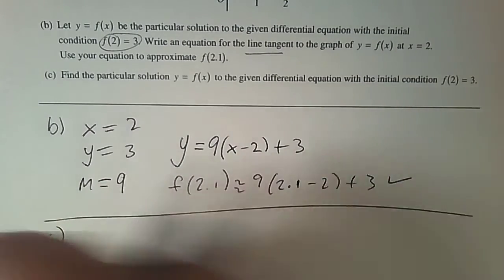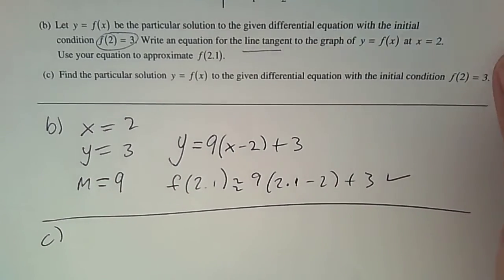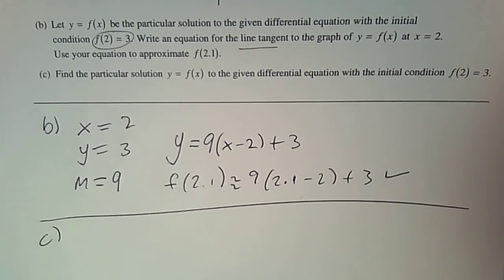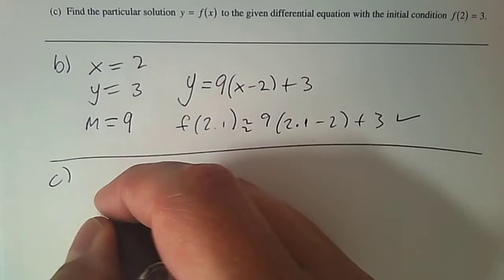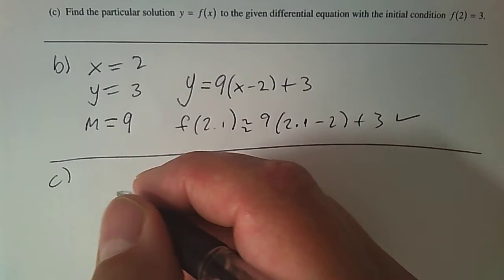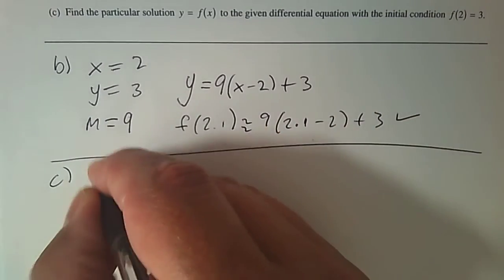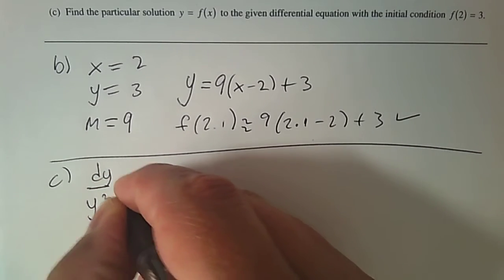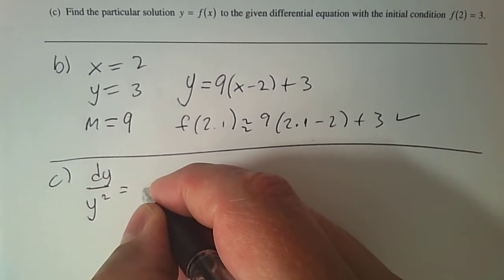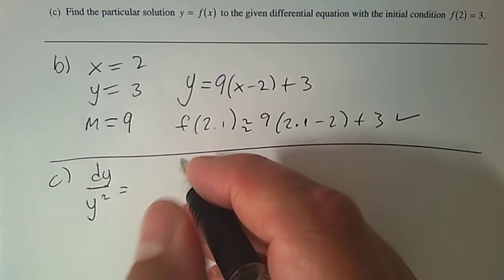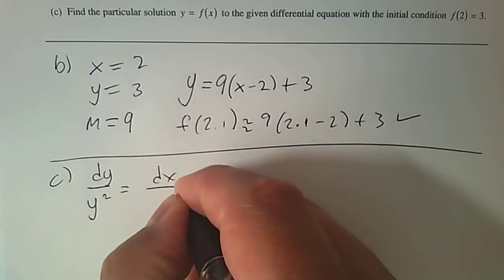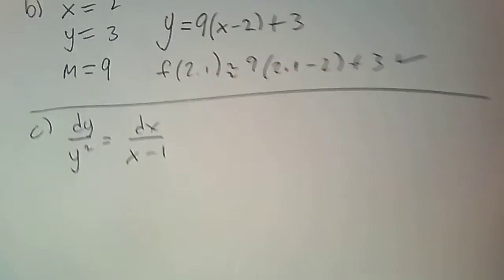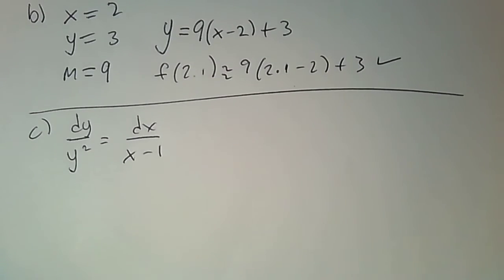C, last question. Can you find the particular solution to that differential equation with that initial condition? So can you separate the variables and do all the work you need to? So step 1 is, can you separate the variables? So to separate the variables, first I'm going to divide by y squared. And then I'm going to multiply by dx. So first step is to separate the variables.